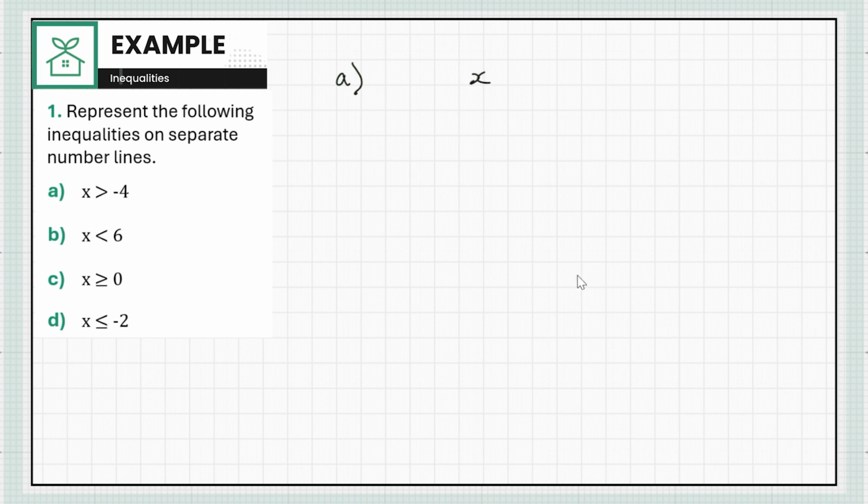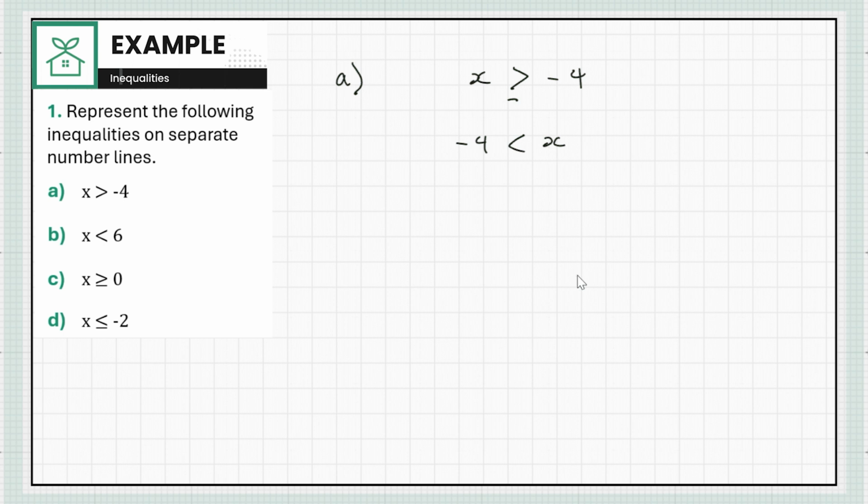So let's get started with our first one, A. We have x is greater than minus 4. How do we know it's greater than? Well, we read these as the symbol pointing towards the lesser number. We can also reverse this and it has the same meaning. So in this case, negative 4 is less than x. These are equivalent: x is greater than minus 4 and negative 4 is less than x. In both cases we're pointing from the larger quantity to the smaller quantity.